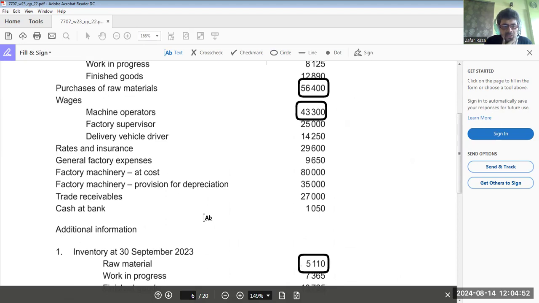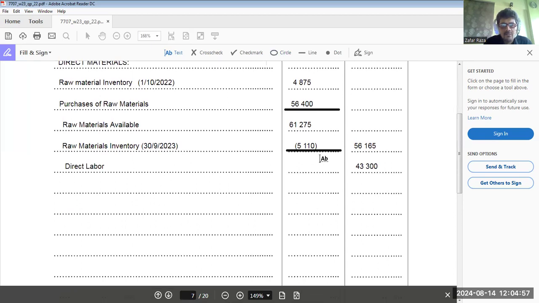Rates and insurance, general factory expenses, machinery, no. There is no direct expense. So it means direct material plus direct labor will provide us prime cost. So here we are with our prime cost, direct materials and direct labor. Prime cost: 56,165 plus 43,300, 99,465. This is the prime cost.